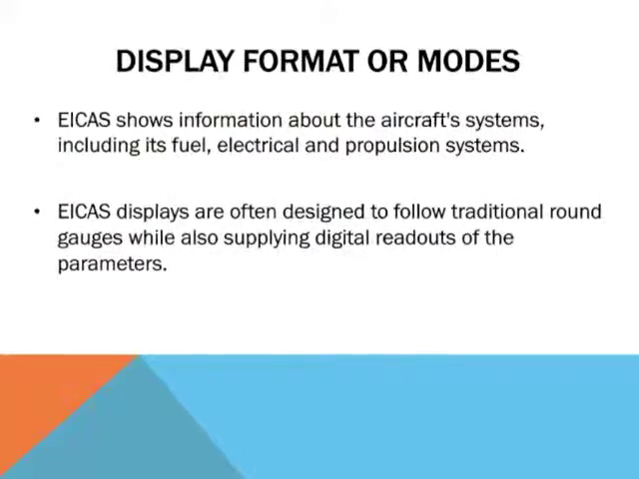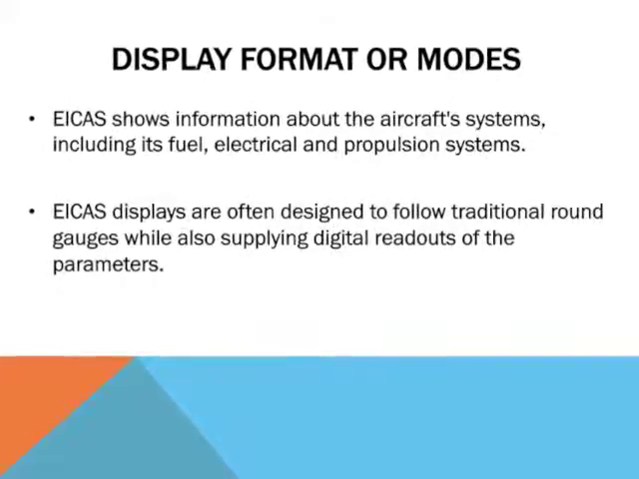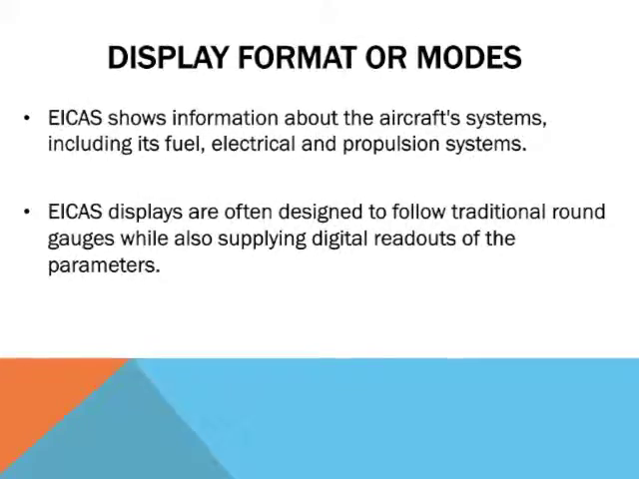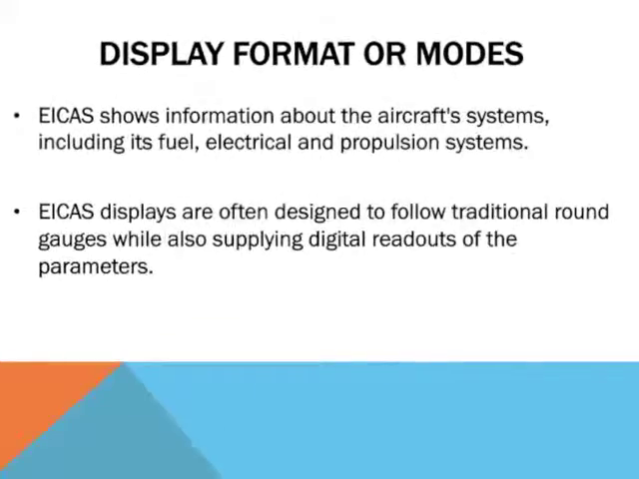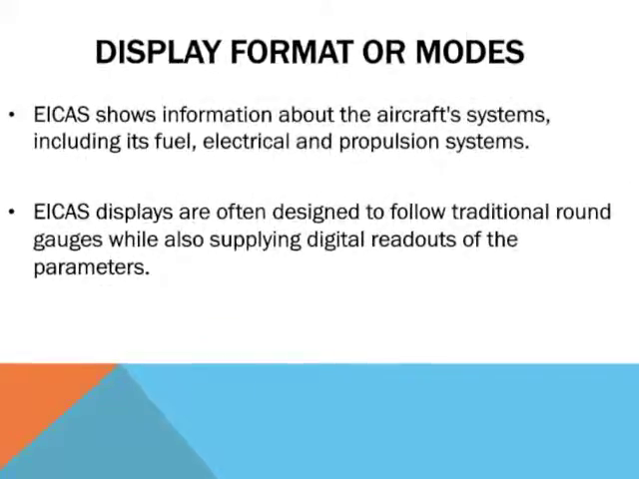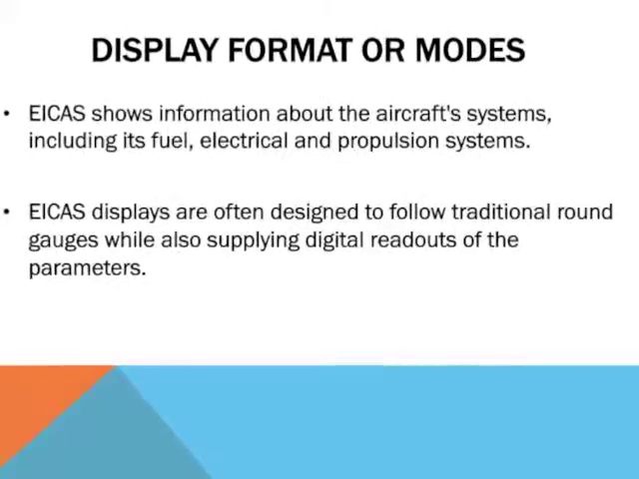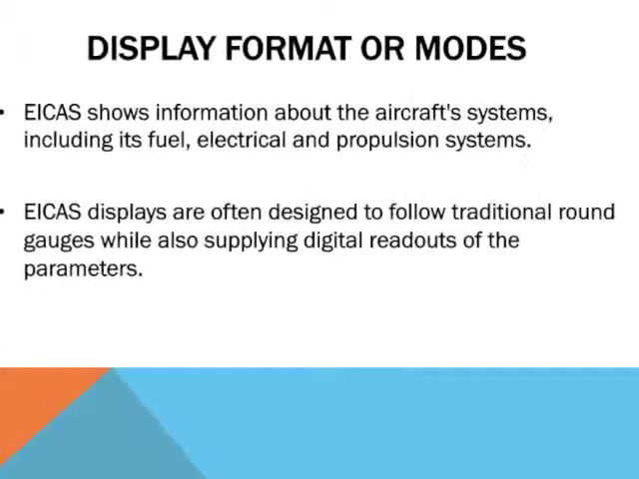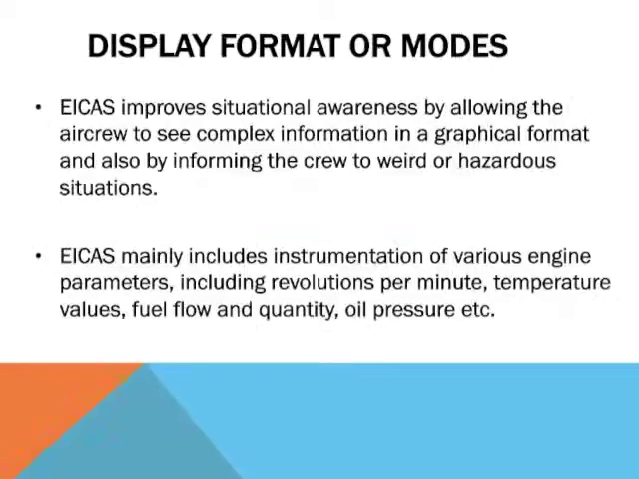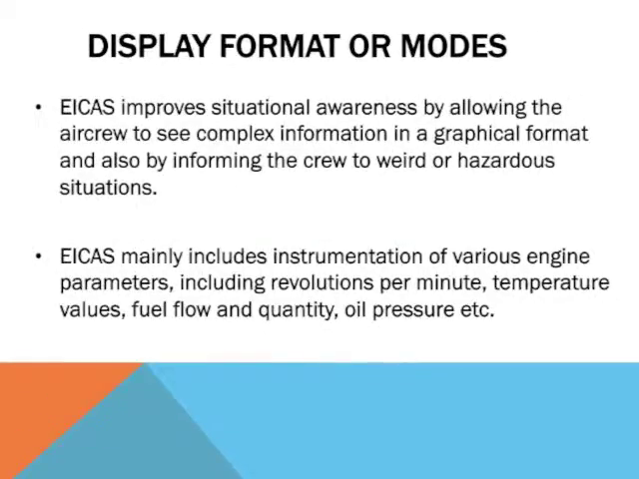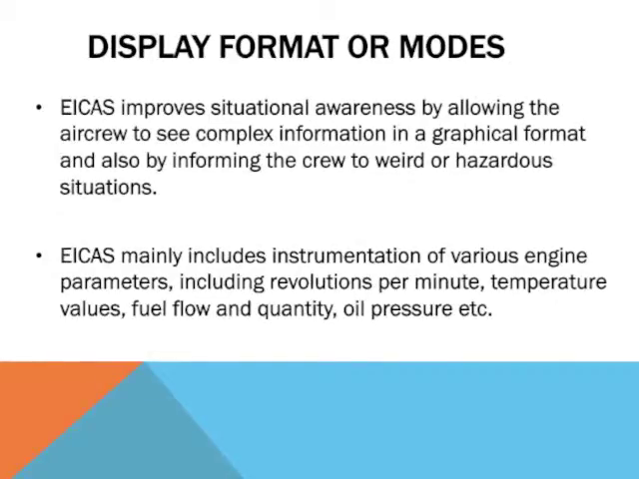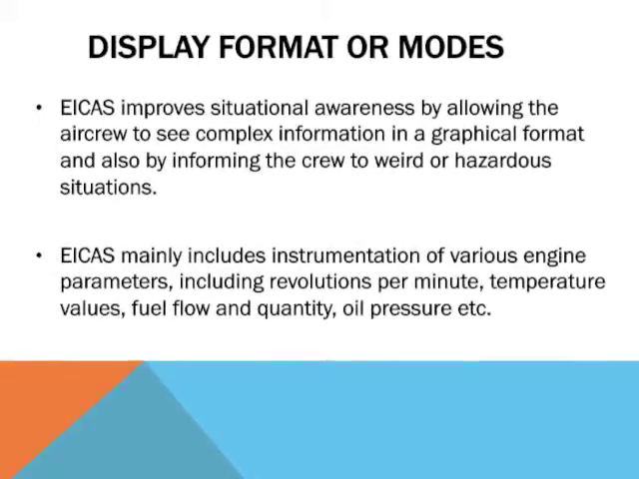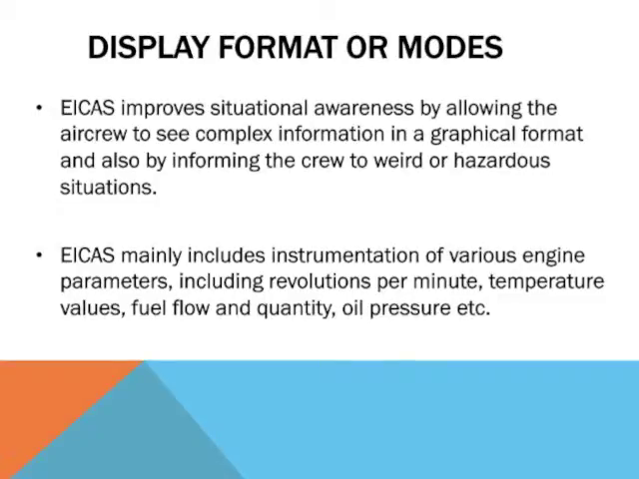And now I'll be talking about display format or modes. ELNFAS shows information about the aircraft system, including its fuel, electrical and propulsion systems. ELNFAS displays are often designed to follow traditional round gauges while also supplying digital readouts of the parameters. ELNFAS improves situation awareness by allowing the aircrew to see complex information in a graphical format, and by also informing the crew of weird or hazardous situations.